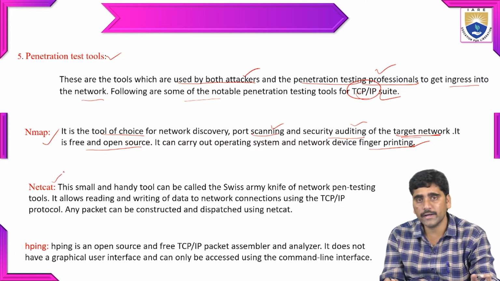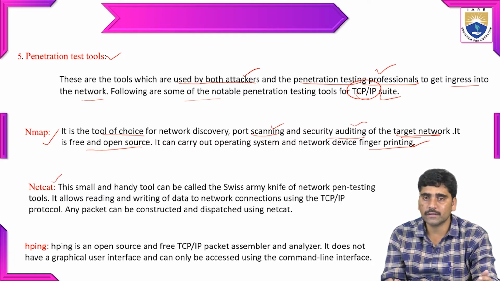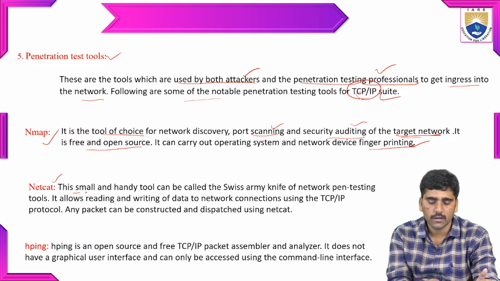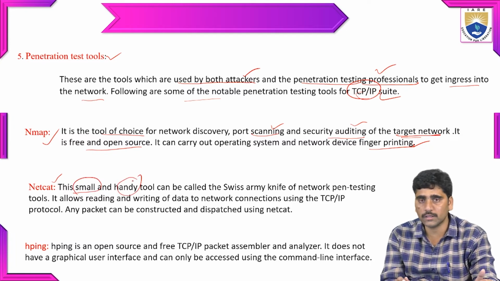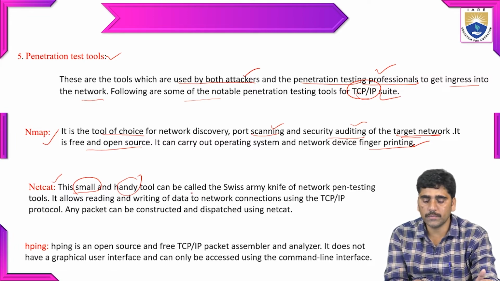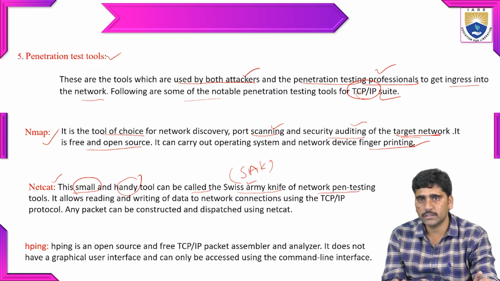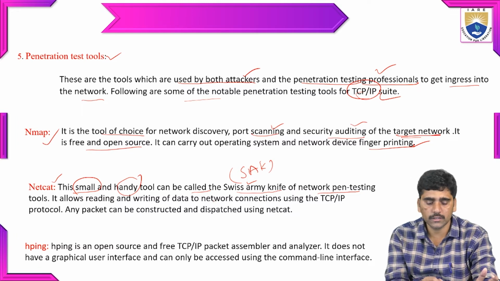Next one, Netcat. This is a very small and handy tool, which means you can use it within the hand. The tool can be called the Swiss Army knife, simply pronounced as SAK. It is the Swiss Army knife of network pen testing tools.